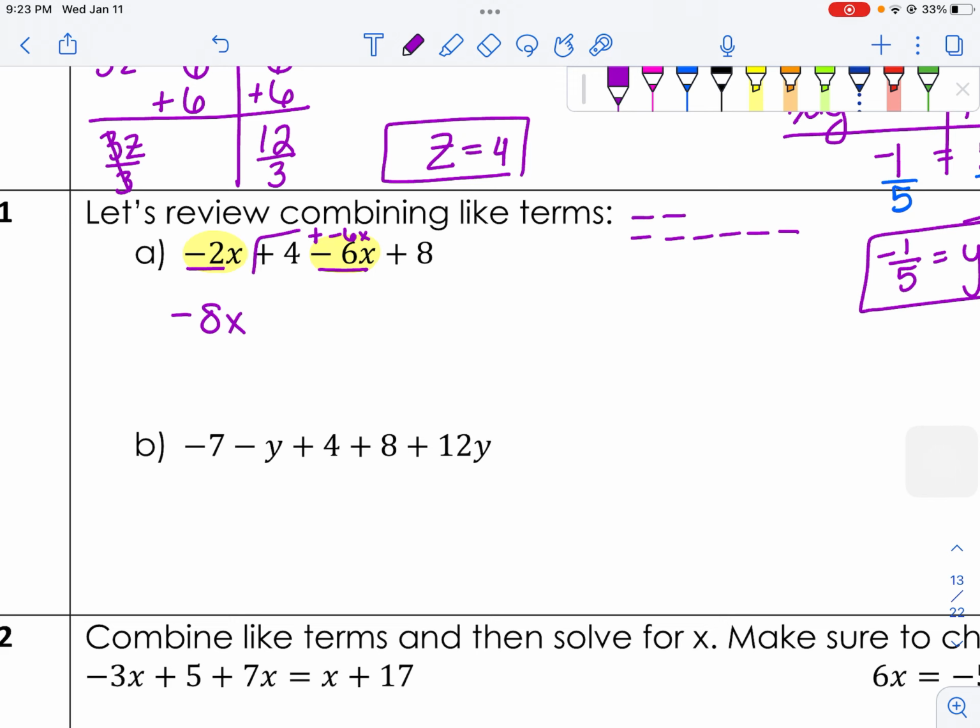And then we have 2 constant terms, a +4 and a +8. So that's similar to the negatives. You have positive 4 plus 8 more. You're going to end up with 12 positives. There's no equal sign, so all I was looking for was to combine my like terms.